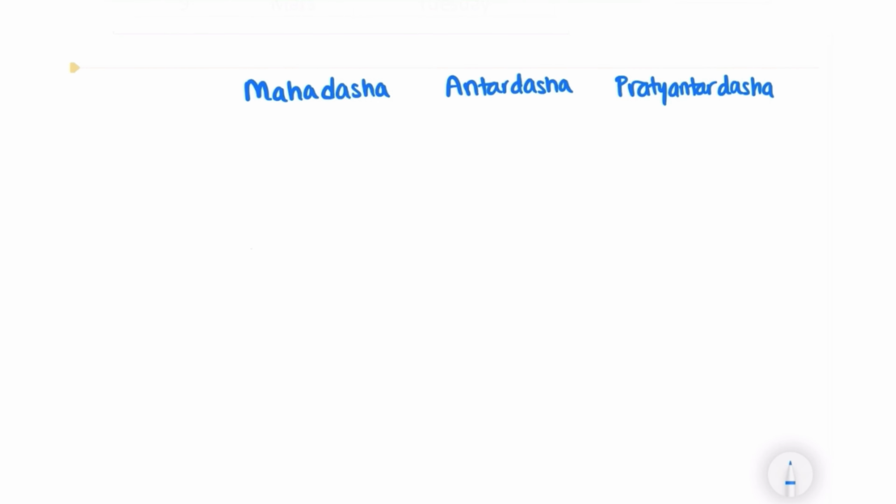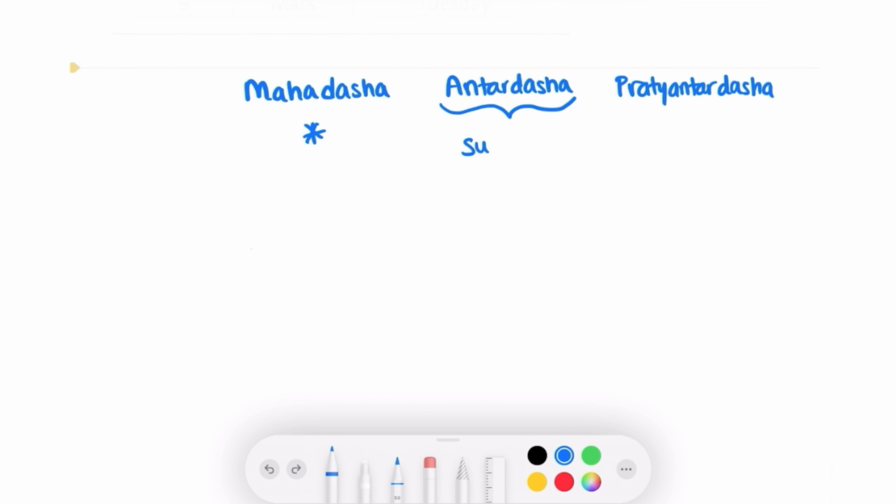So Mahadasha is like the main one, and after that Antardasha is the sub period. And under the Antardasha sub period we have Pratyantardasha, which is a sub period. Okay, so let's get on to our calculation with Mahadasha first.